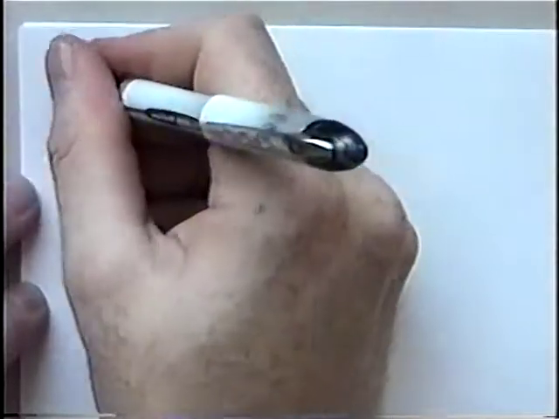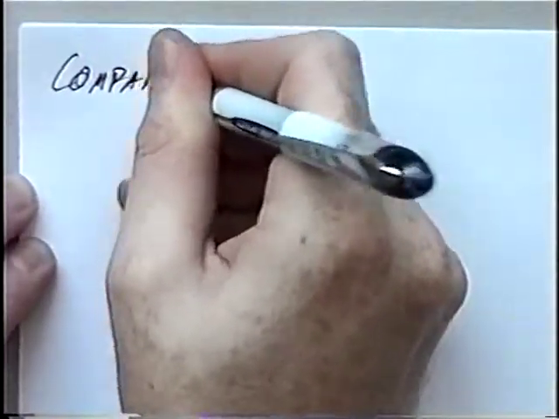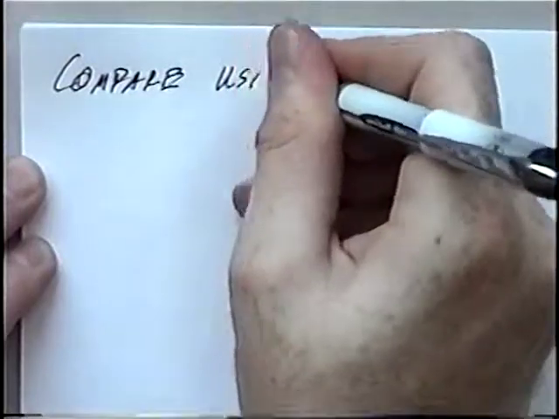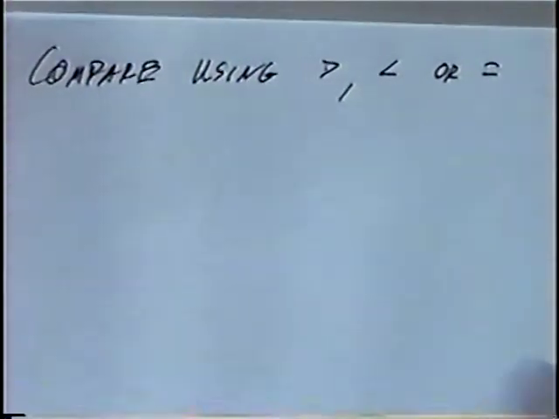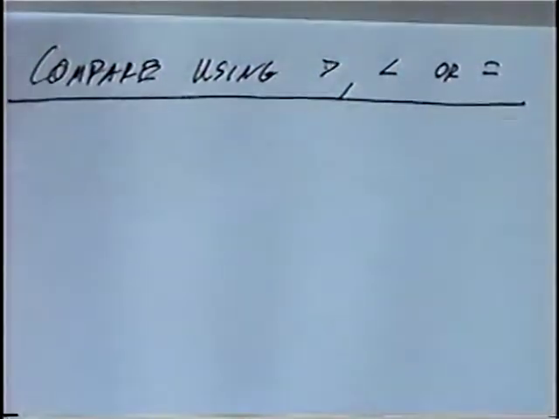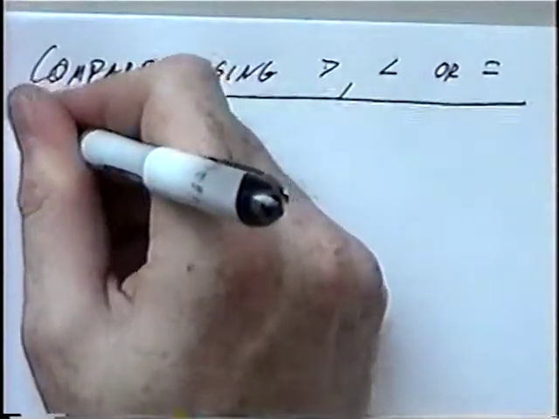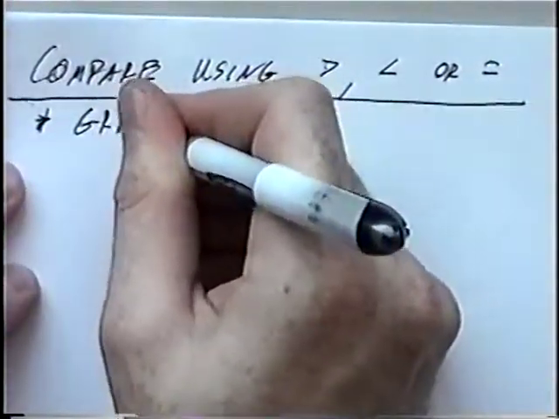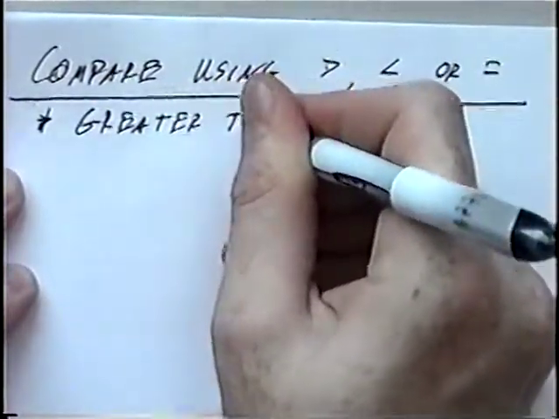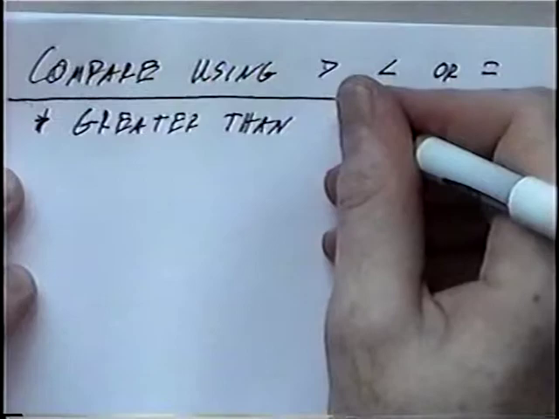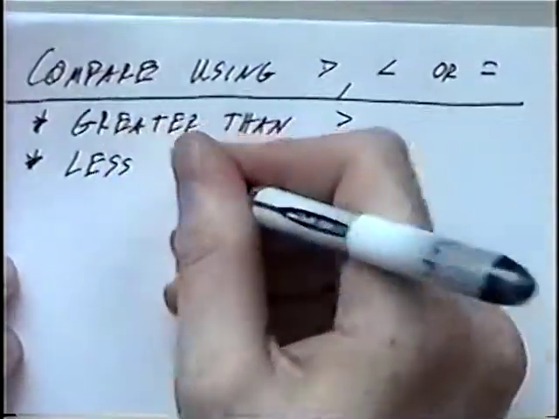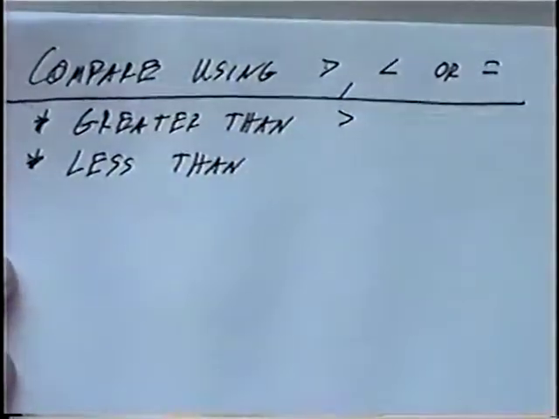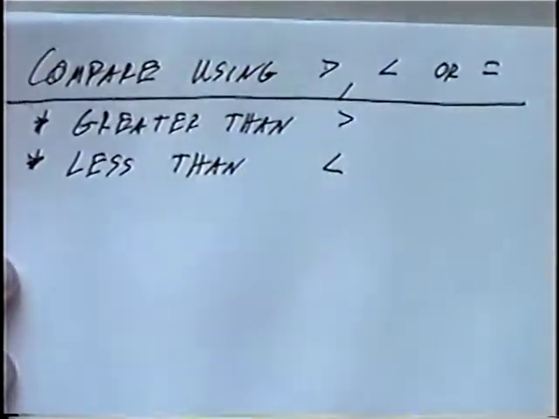Title of next section is Compare using greater than, less than, or equal. As part of the definitions for this section, greater than: the greater than symbol looks like this. And the second definition, less than. The less than inequality is the opposite and opens the opposite way.